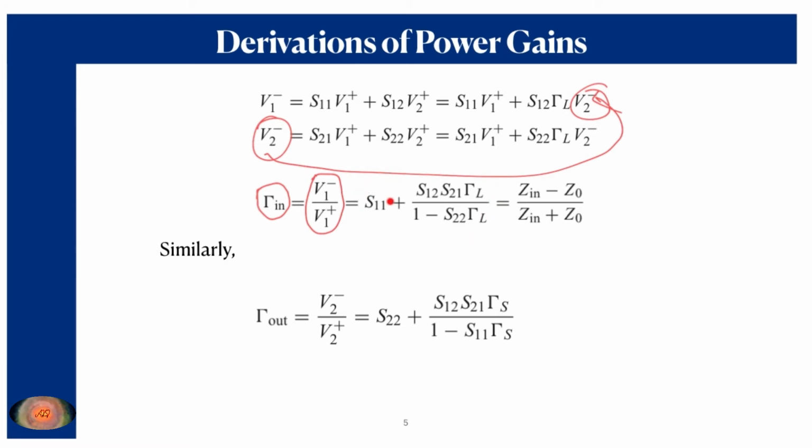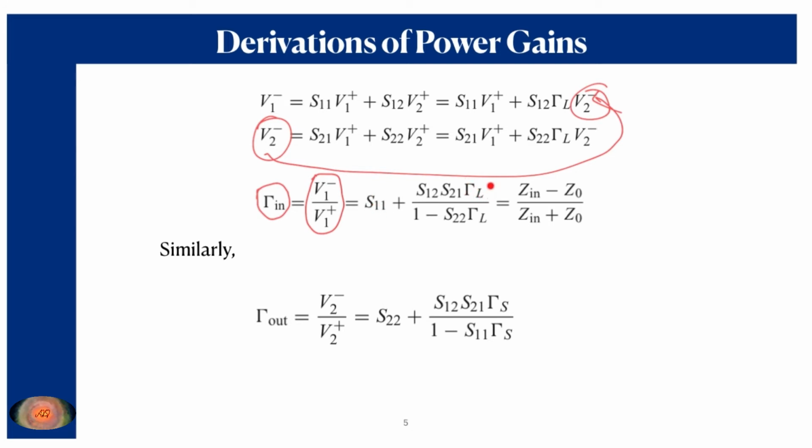Now here S11 represents the reflection coefficient when there exists no excitation at port 2, the output port. So when S12 is 0, S12 represents the available magnitude at port 1 when the excitation is available at port 2. So when this one is 0, gamma in will be equal to S11 itself.